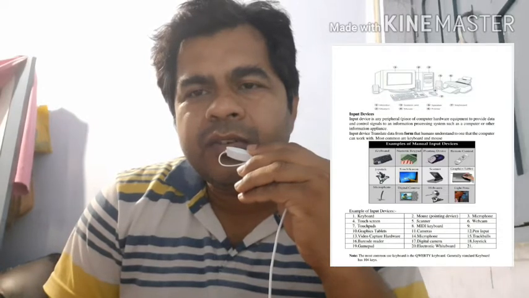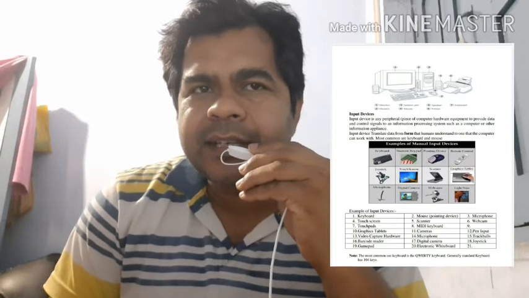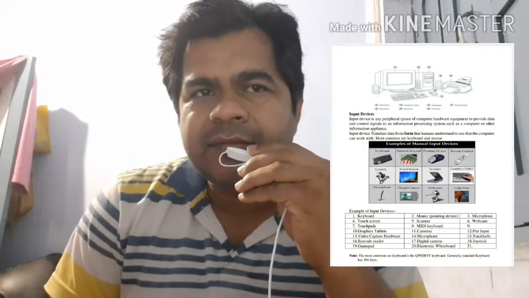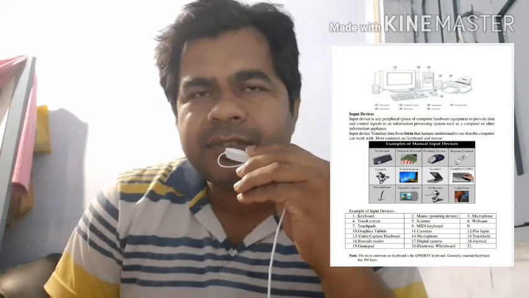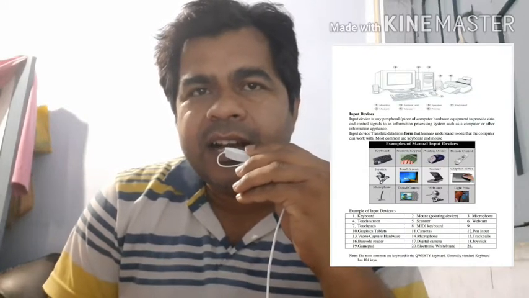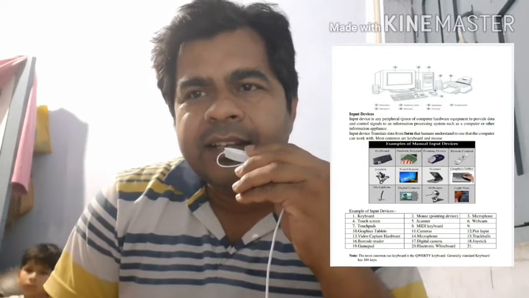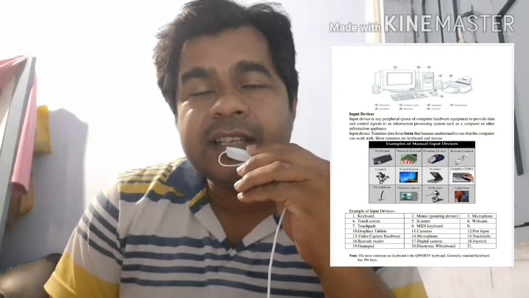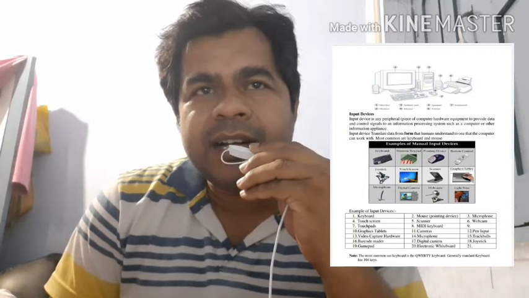Now we come to the next topic, computer components. There are two types of computer components. The first one is hardware and the second one is software. Hardware is basically the physical parts of a computer that you see, like the keyboard, the hard disk, the monitor, the mouse. These are the physical devices that we touch. These are examples of hardware.